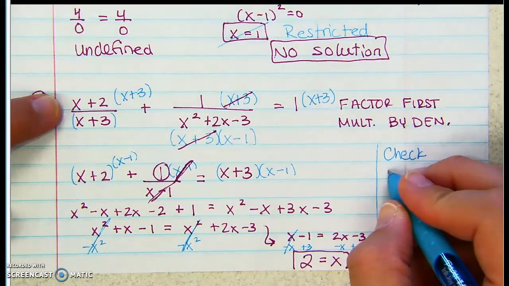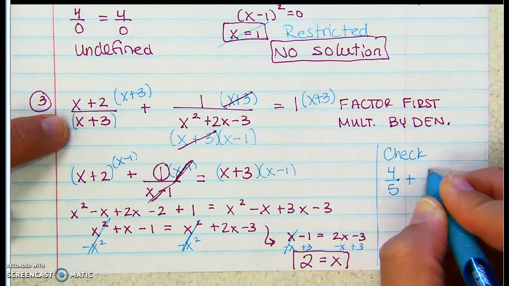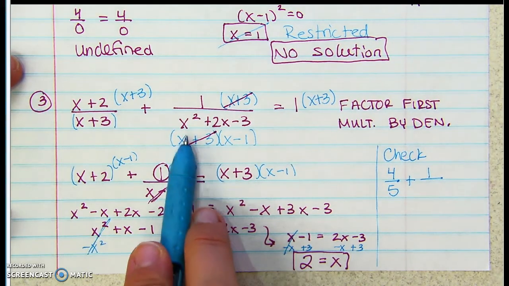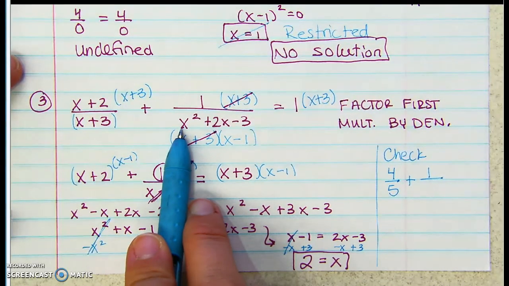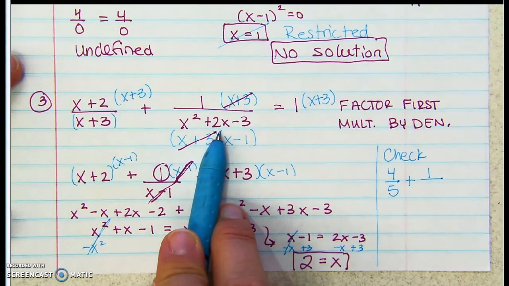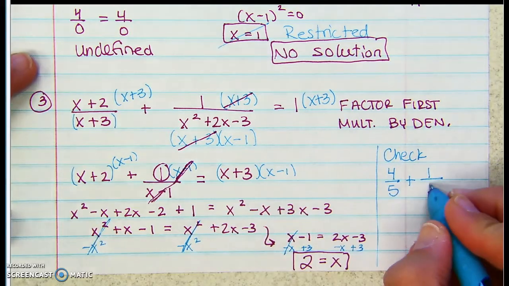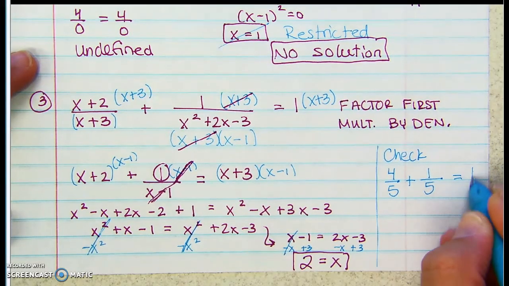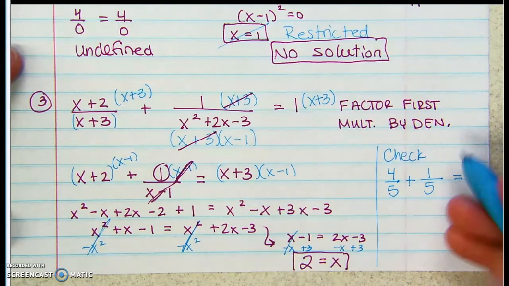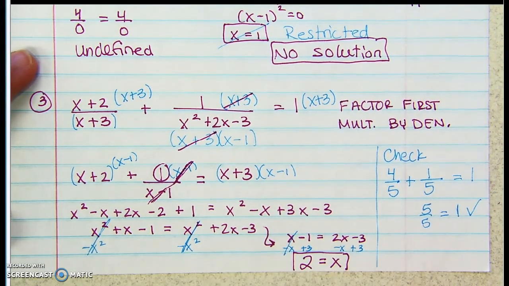So 2 plus 2 is 4. 2 plus 3 is 5. Plus 1 over, okay, ready? 2. You can do this. Ready? 2 squared. 2 squared is 4 plus 2 times 2, 4. So we have 4 plus 4 is 8 minus 3 is 5. Is this a true or false statement? Does 4/5 plus 1/5 equal 1? Yep.